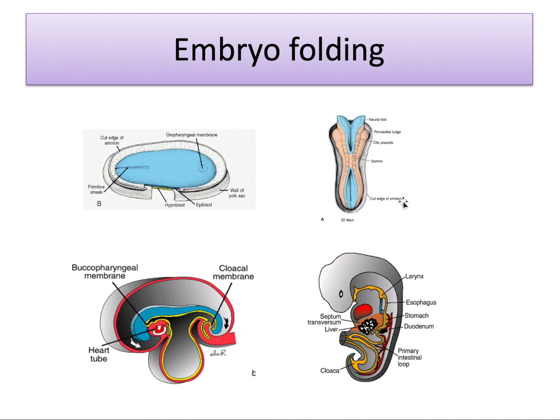Folding itself occurs by differential growth of tissues. It means the ectoderm grows faster than the underlying mesoderm and endoderm, causing the folding of the trilaminar germ disc, and that is what gives the human look to the embryo.